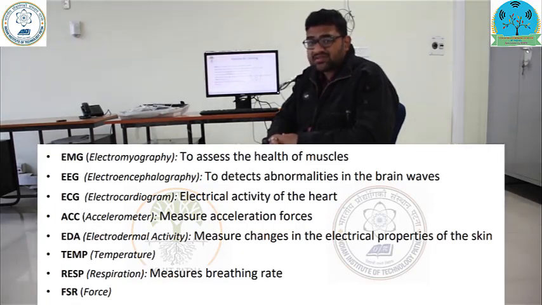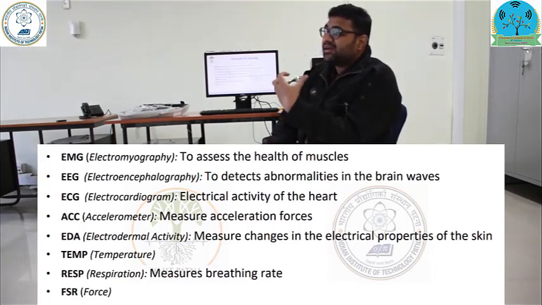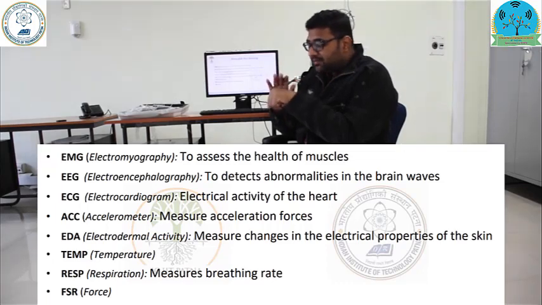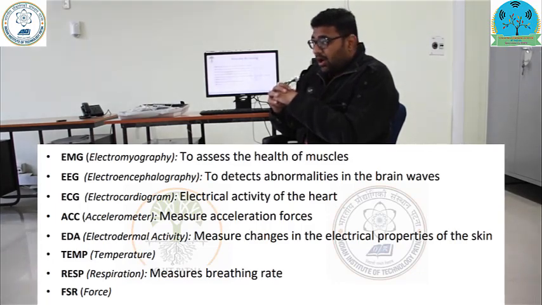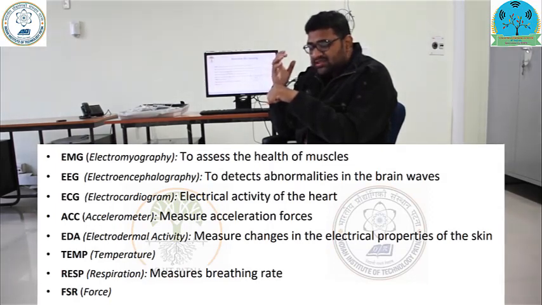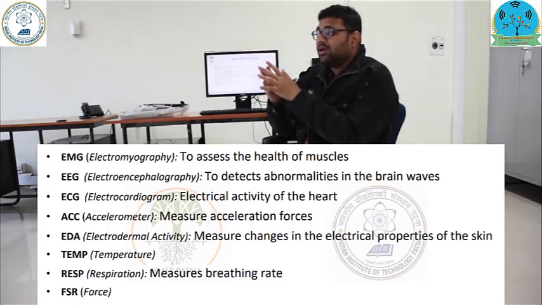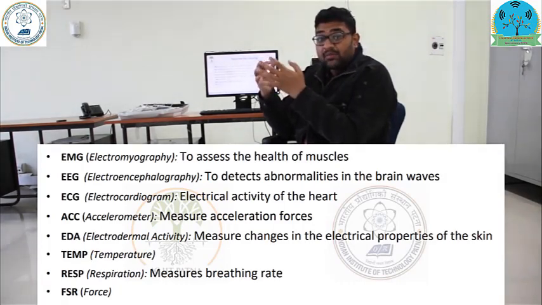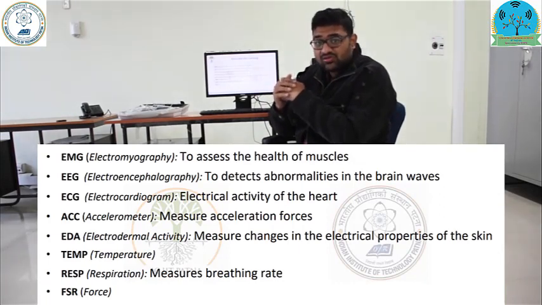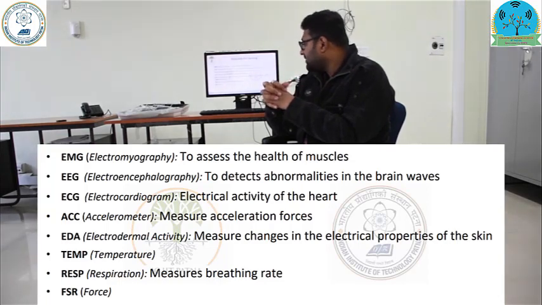Then we have another type of sensor, which is the electrodermal activity sensor, that is the EDA sensor, which is related to the skin. It measures the changes in the electrical property of the skin. The skin produces a certain type of signals which is measured by this sensor for particular conditions, such as whether it's normal skin, itchy skin, or you are getting any type of shock, then the skin response changes. So these types of activities are monitored by the electrodermal activity sensor.